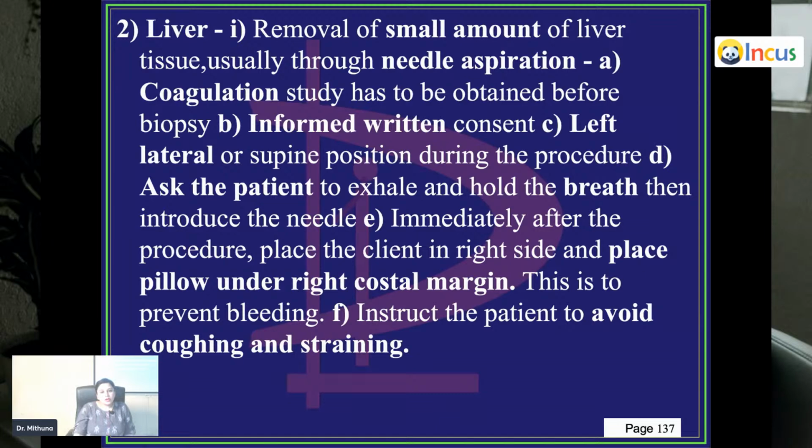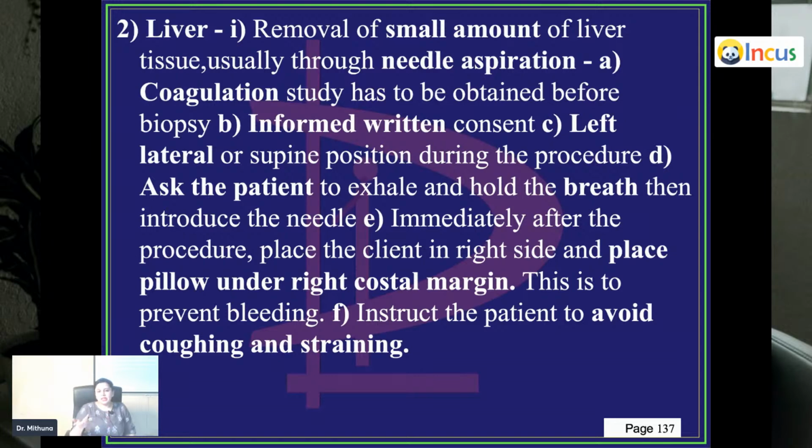And then before doing a biopsy, obviously you're going to take a written consent. Without consent, you can't do it. So you take consent, and then you can do a liver biopsy. Then you make the patient lie in left lateral or supine position during the procedure. Left, because right side is your liver, and you have to approach from the right. Or you make the patient lie supine with hand up like this. Immediately after the procedure, you'll place the client on the right side and place a pillow under the right costal margin.